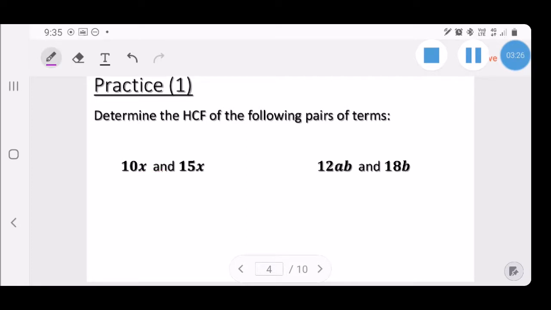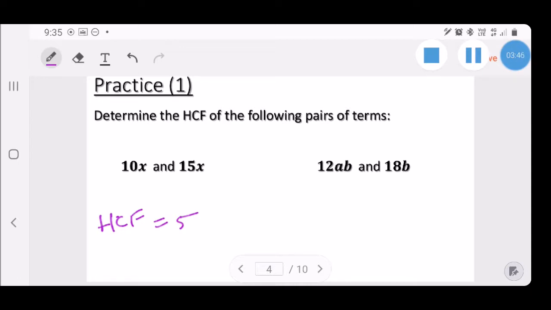Well, we can just consider the numerical part, the coefficient first. What is the highest common factor of 10 and 15? So HCF of 10 and 15, well, that's easy, that's 5. We've learned how to do this already.